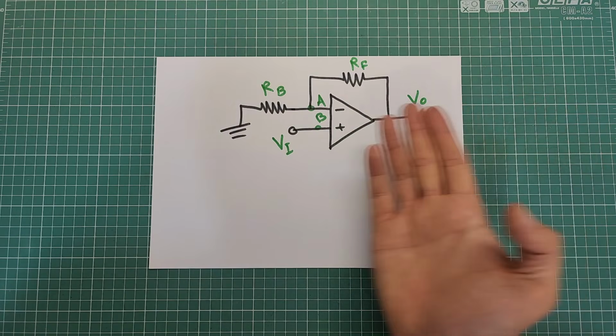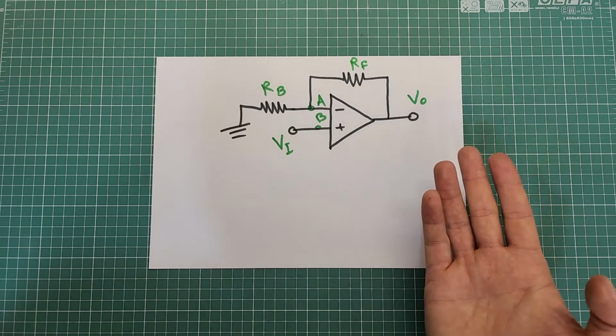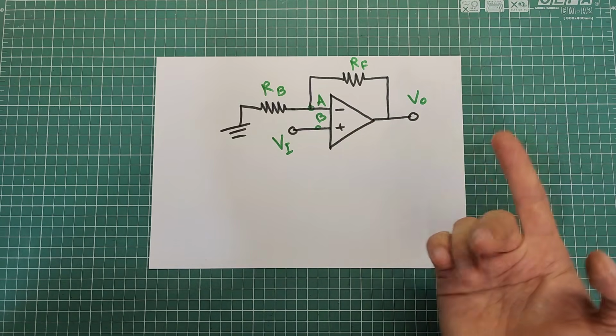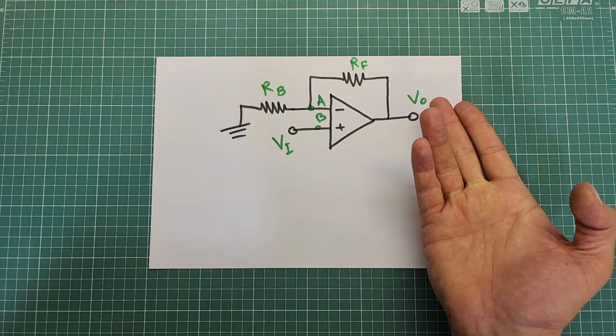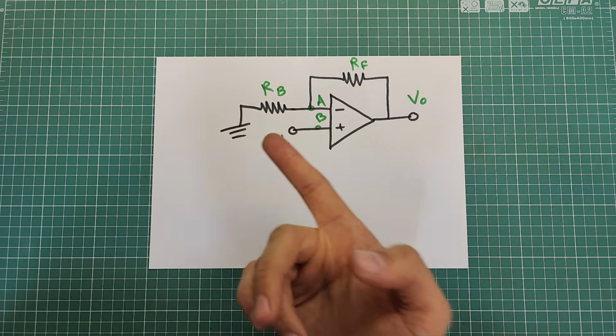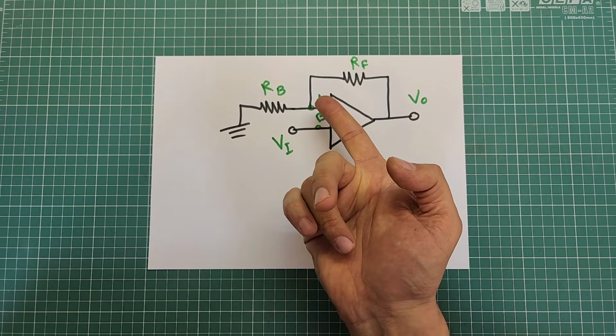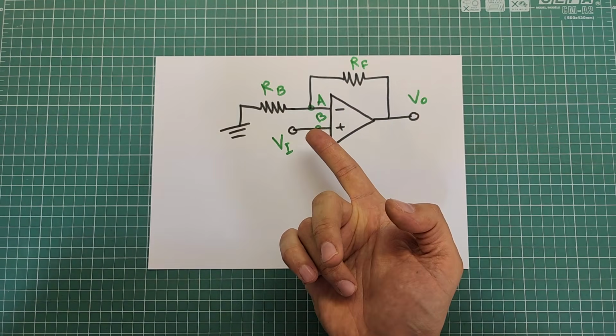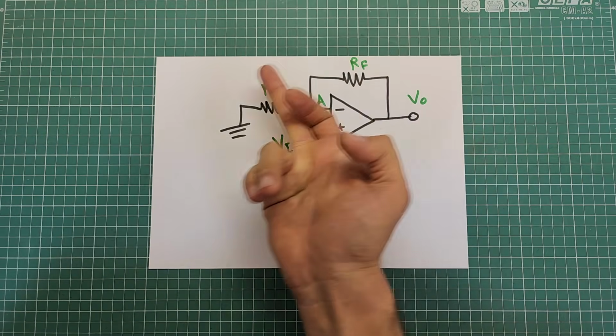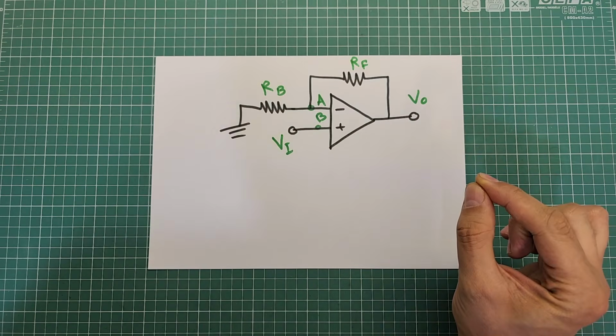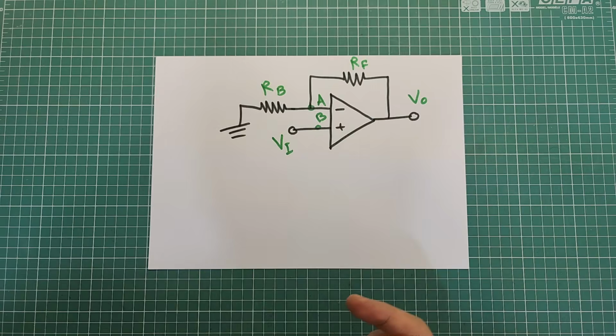This is the most basic amplifier we can make using op-amps. The voltage at this point is VO or output voltage. The voltage here is VI or input voltage. The voltage here is VA and the voltage here is VB. These two resistors here form a voltage divider structure. Notice that the current flowing to these inputs is negligible.